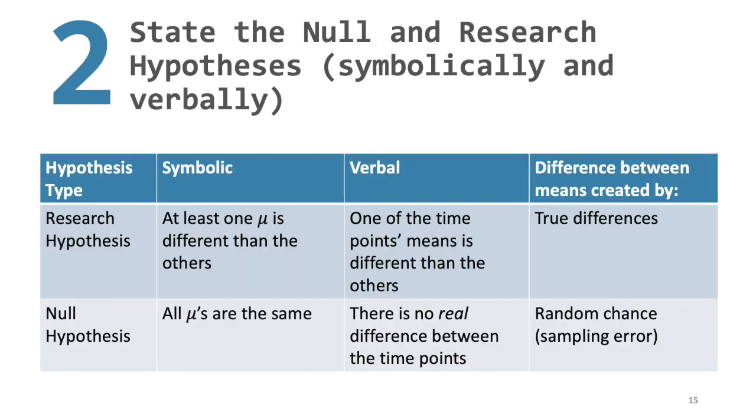Step 2 is stating the null and research hypotheses. This is going to be very similar to what we've done with ANOVA before, but now we're talking about time points instead of groups. So the research hypothesis is that at least one time point mean is different than the others, where the null is that all are the same. So verbally, the research hypothesis is that one of the time point means is different than the others, at least one of them. And then the null is that there is no real difference between the time points. It's just random chance or sampling error.